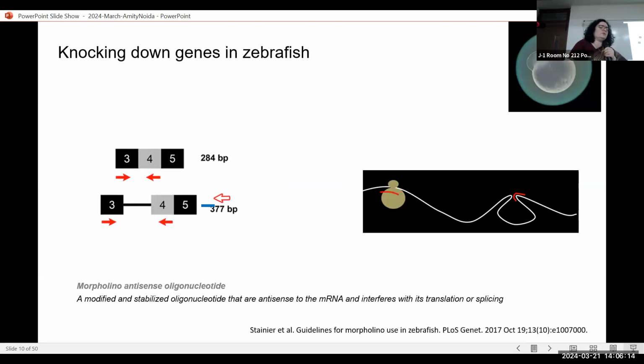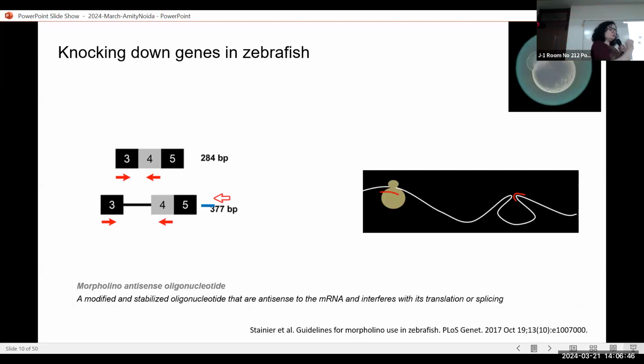So one way, the quickest and easiest way to look at gene function in zebrafish is to transiently knock down a gene. By this, I mean that for a short period of time, you can reduce the levels of the gene product in the embryo. This is easiest done when you can access the one cell stage embryo, because I can inject DNA, RNA, chemicals, proteins, whatever I want into the one cell stage. And when I inject it into the one cell stage, every cell of that embryo will get that product, right?